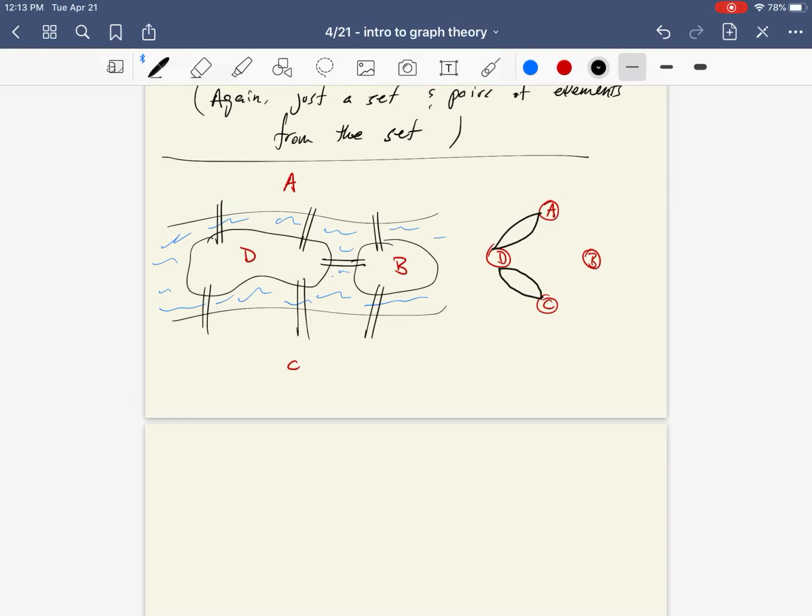A and B are connected by a single bridge. B and C are connected by a single bridge. And D and B are connected by a single bridge. So this picture actually turns into this one. And if we want to simplify it even further, we can just not even label our land masses and just have the pretty picture that looks like this.